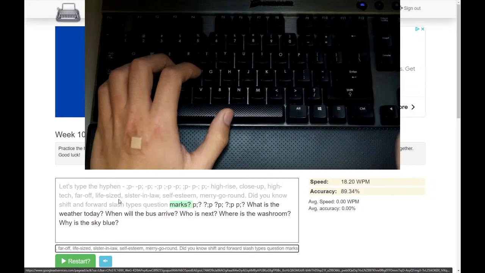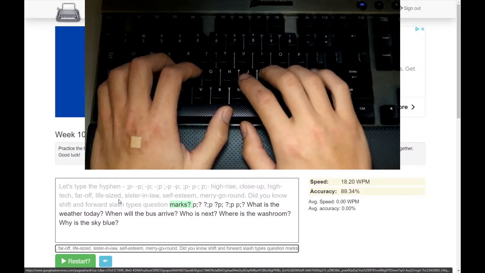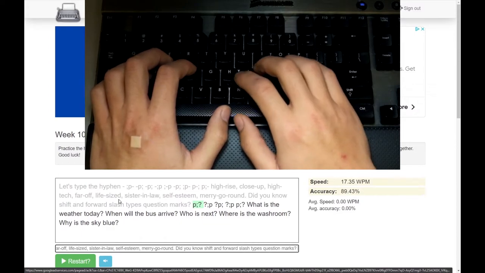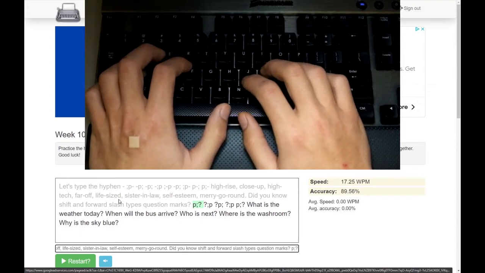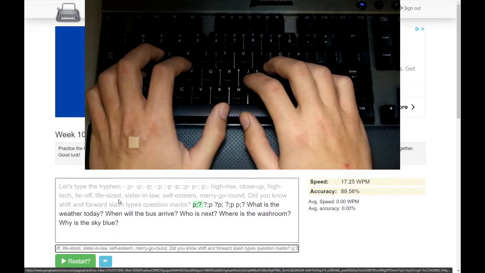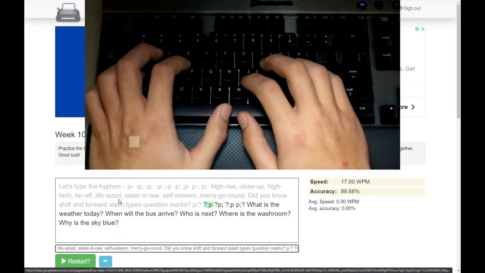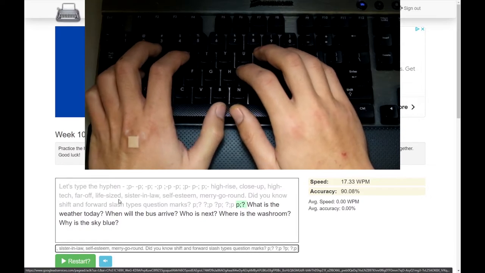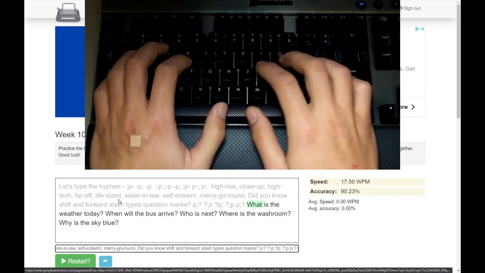So we type it with the forward slash key. We go down with our pinky and we press shift with our other pinky. So let's practice that. P semicolon forward slash with shift to make the question mark. Question mark semicolon P. Question mark P semicolon. Question mark semicolon P. P question mark semicolon.